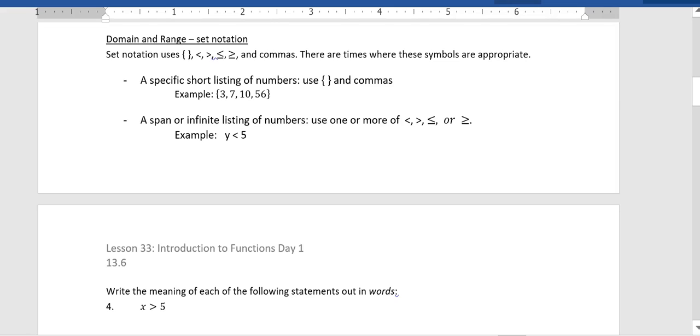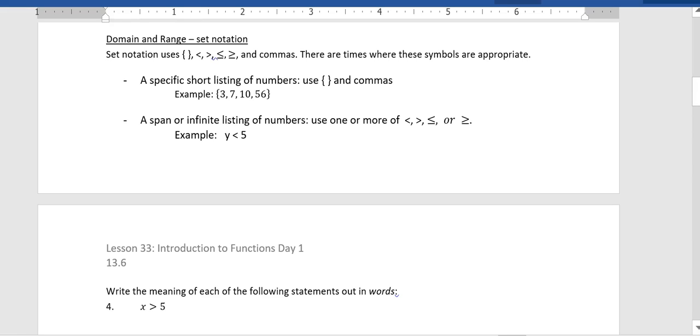So here at the bottom of the first page, we're going to take a look at some vocabulary: domain, range, set notation, along with some symbolic forms, and we'll continue that on to the next page as well. Okay, so set notation uses what I call squiggly brackets, those ones that look kind of like a parenthesis, but they aren't quite. It uses less than, greater than, less than or equal to, or greater than or equal to, and commas. And there are times where these particular symbols are appropriate and used.